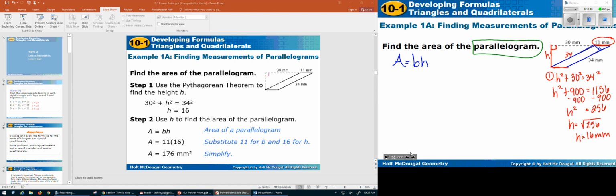So what's the length of the base again? 11. So be real careful in your pictures. And we'll do 11 millimeters times 16 millimeters. 176 what? Millimeters squared. So remember when you're finding area, your unit should be squared because you're doing millimeters times millimeters, which is millimeters squared. And if you're finding perimeter, you would not square your units. Okay? Any questions on that one? Don't let me go too fast. I see some of you are still writing, so I'm going to slow down.